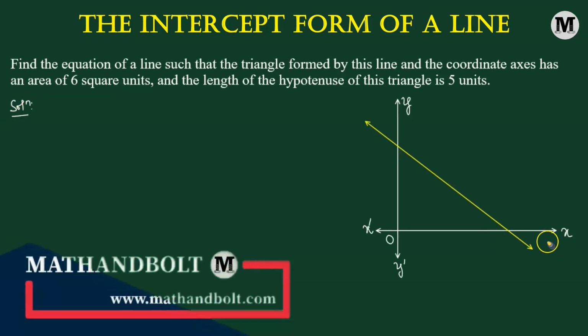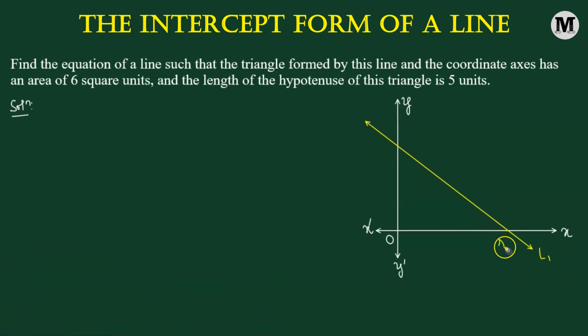So here we have the xy coordinate plane and we have a line L1 which intersects the x-axis at the point A and the y-axis at the point B. Here we clearly observe that the line segment AB is going to form a right angle triangle. It's given here that the area of this right angle triangle is 6 square units and the hypotenuse is given as 5 units. So our goal will be to determine the equation of this line with the help of this information.